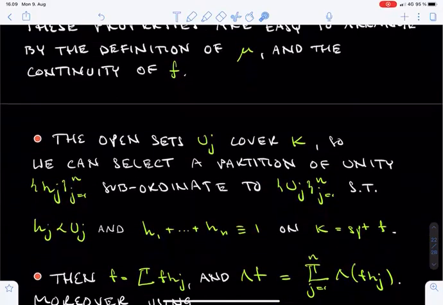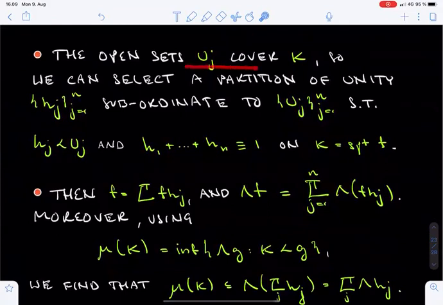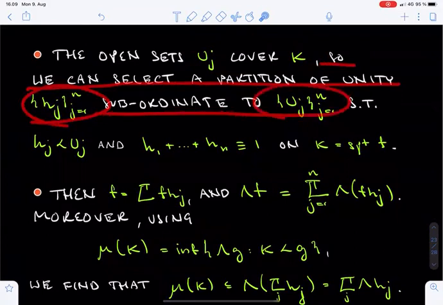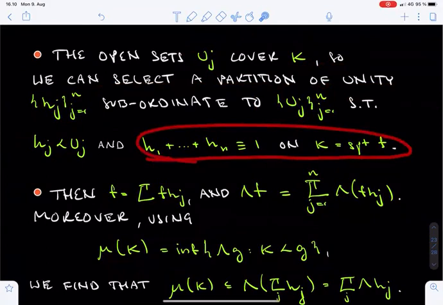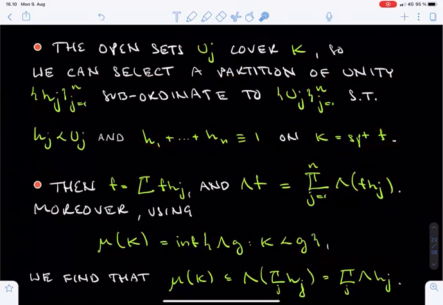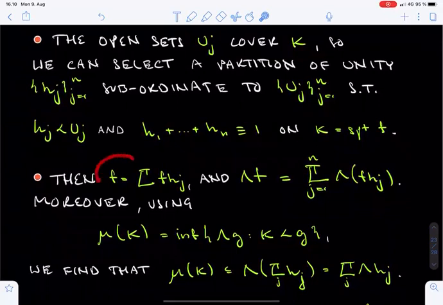Now the open sets U_j defined above form a finite cover of the compact set K. Therefore, we can select the partition of unity on K which is subordinate to this cover. In other words, we find a family of continuous functions h_1, h_2 through to h_n such that each h_j is dominated by the open set U_j, and the sum of the functions h_j equals 1 on the set K. Given these functions h_j, note that f can be decomposed as the sum of the products f times h_j, where j runs from 1 to n.